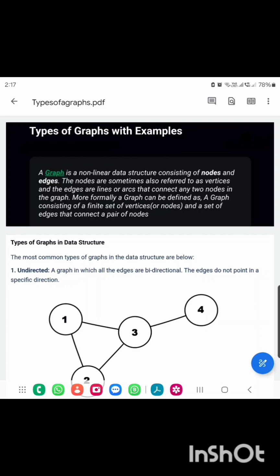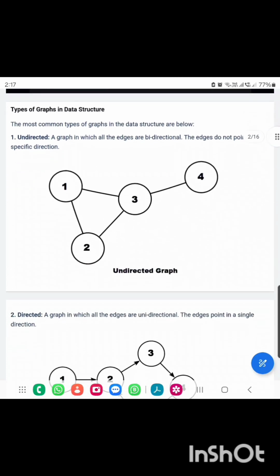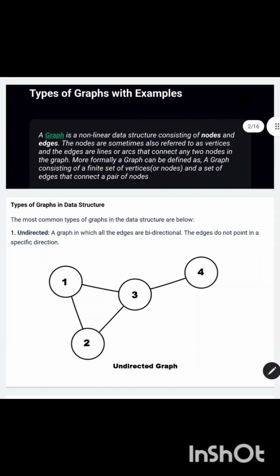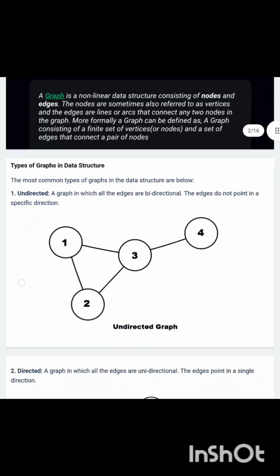Today we will talk about the different types of graphs. As you all know already, and for those who do not know, a graph is a non-linear data structure. It consists of nodes. In this diagram you can see 1, 2, 3, 4. All these are nodes. The connectivity from one node to another is made by an edge. So a graph is a collection of nodes and edges. The nodes are also called vertices, and edges are also called lines or arcs that connect any two nodes together. So there are different types of graphs.